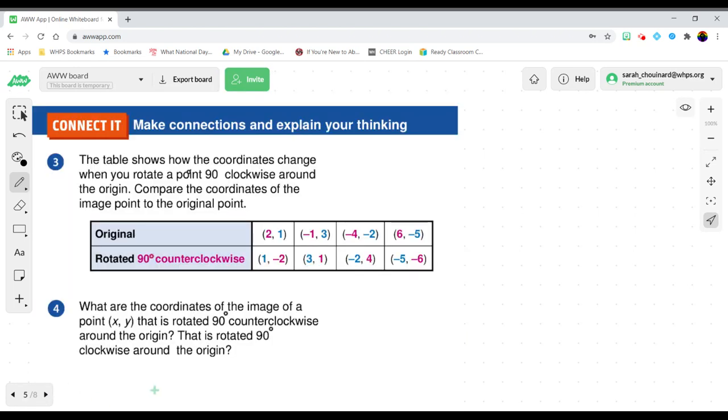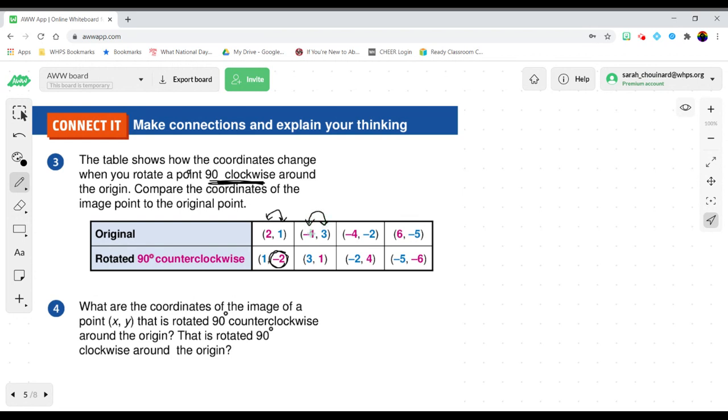If we look at the next table, this one is going 90 degrees clockwise, so it's going the other direction. 2, 1 became 1, -2. -1, 3 became 3, 1. -4, -2 became -2, 4. 6, -5 became -5, 6. This time you're probably catching on quicker. They are switching, and this time, y is what's becoming opposite.